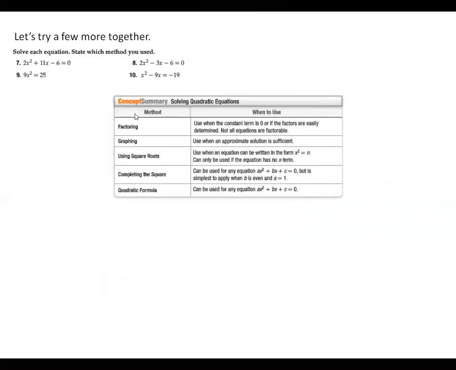Alrighty, so here's the general idea of what we had. You had factoring, which you can use when the constant term is 0 or if the factors are easily determined. Not all equations are factorable. And remember, if you can't factor it, it doesn't mean the answer is no solution. It just means you can't get the answer with factoring. You could use graphing, you could use square roots, you could solve by completing the square, and you could solve by the quadratic formula. Here's a couple for you to try.